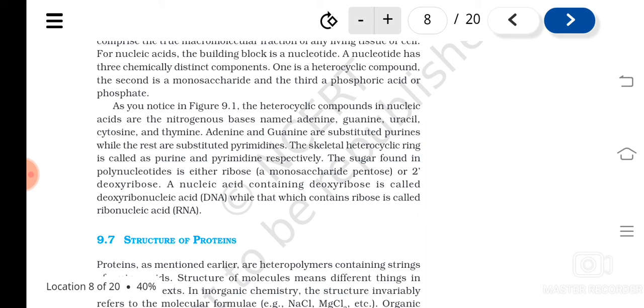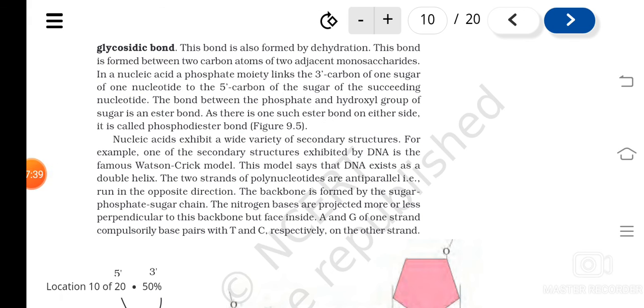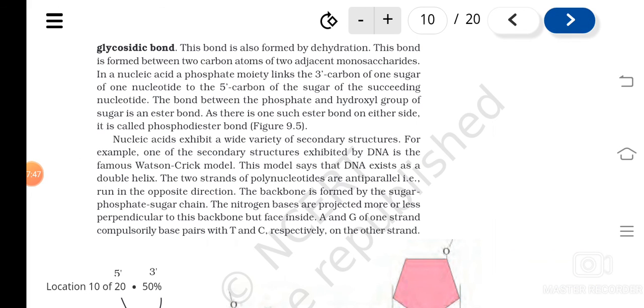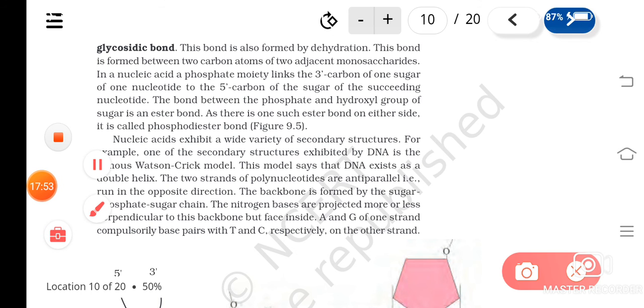Adenine and guanine are the purines. And the rest, cytosine and thymine, are known as the pyrimidines. Purines and pyrimidines. So the nucleotides join to form nucleic acids, isn't it? These nucleic acids show secondary structures, and the famous secondary structure of DNA is known as the Watson and Crick model.